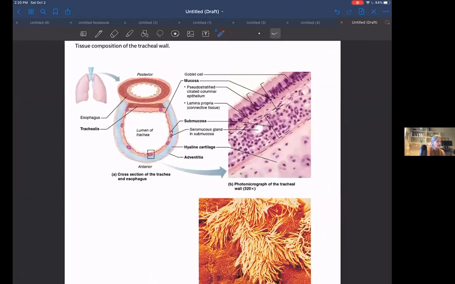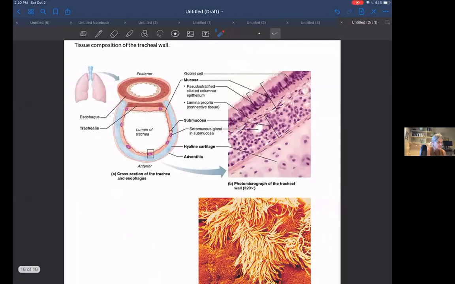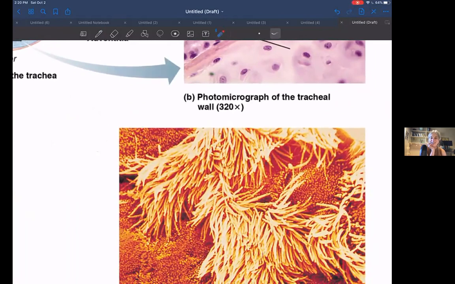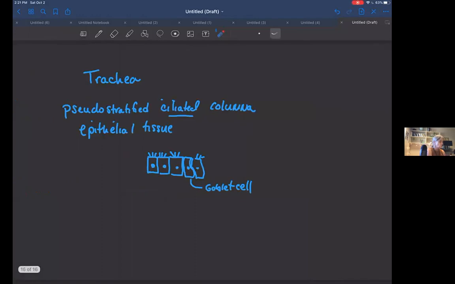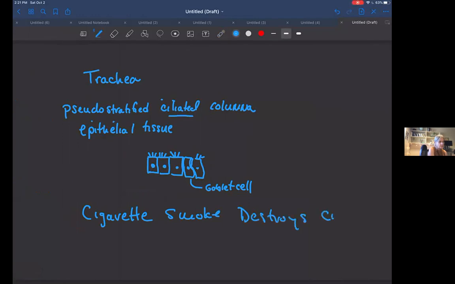So if I were to look at an electron microscope image, which actually takes pictures of the surface of cells, these are the cilia that capture debris and then move it back up to our throat. Now, one of the interesting things about the cilia is it can be destroyed by smoking, specifically cigarette smoke. So cigarette smoke destroys the cilia. So this is why we have what is called the smoker's cough.